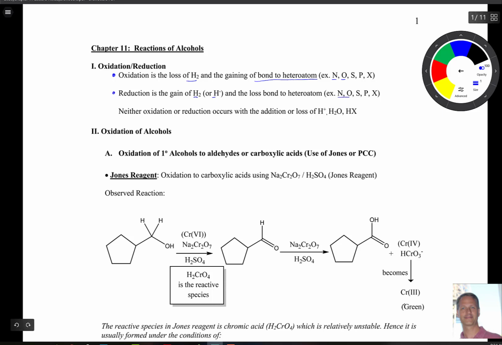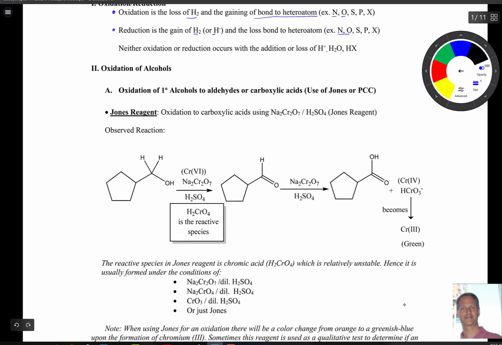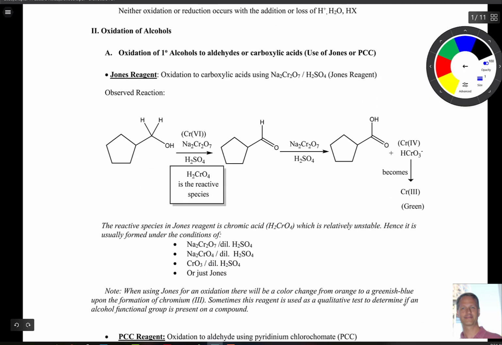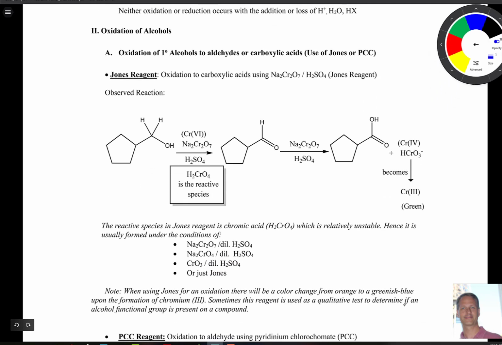So there are cases where neither oxidation nor reduction occurs. Examples of that would be addition or loss of H plus, HX, H2O. All right, so let's look at our first reaction. Let's just jump right into oxidations. We're going to look at that on the first 3 or so pages here.